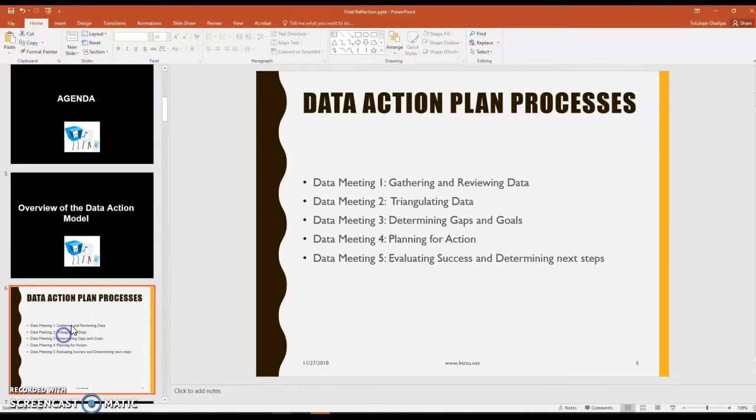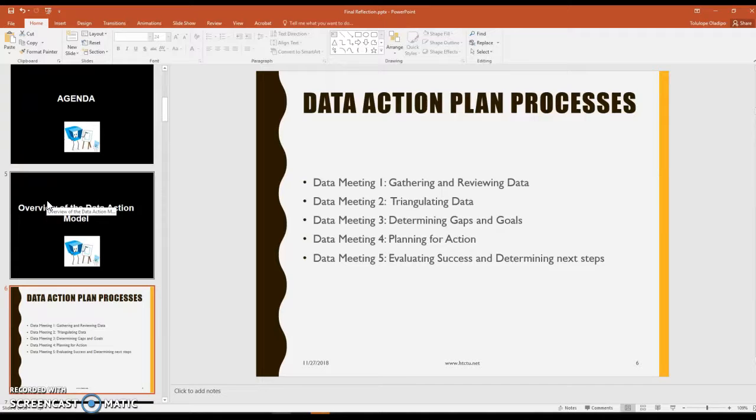Having gone through the agenda, I'm going to give a brief overview of the data action model. The data action model by itself involves diligent work by the team members or the PLC members, and this was what we saw in my group, where we embarked on the task of improving student success. The data action model itself is systematic and is circular. It's a circular process for reviewing and responding to data.